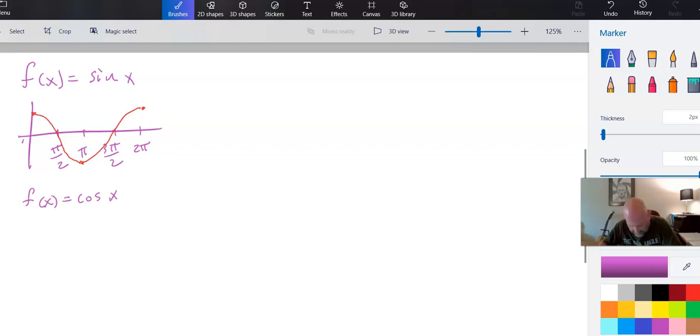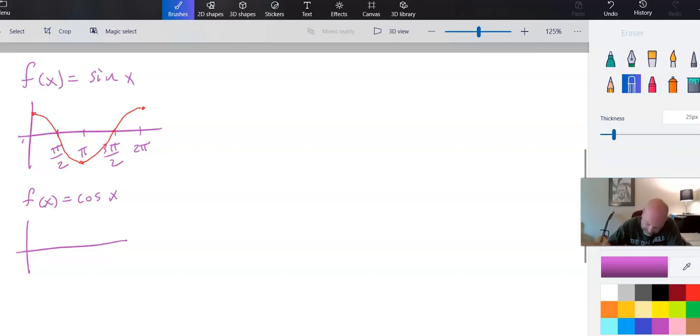I'm using x instead of theta because they're pretty interchangeable in the long run. Oh my God, I just drew sine on cosine. Let me try this again. I can't believe I just did that. That's a rookie move.